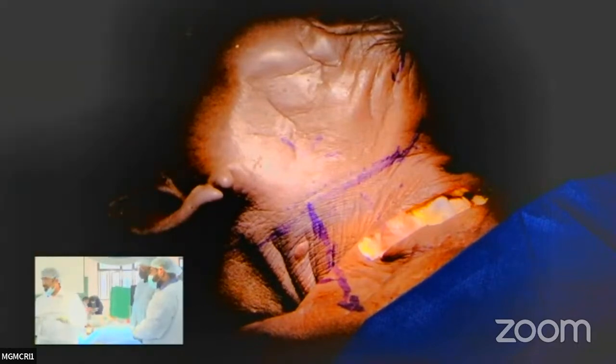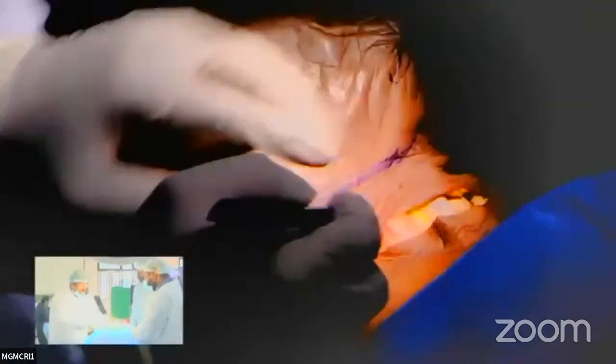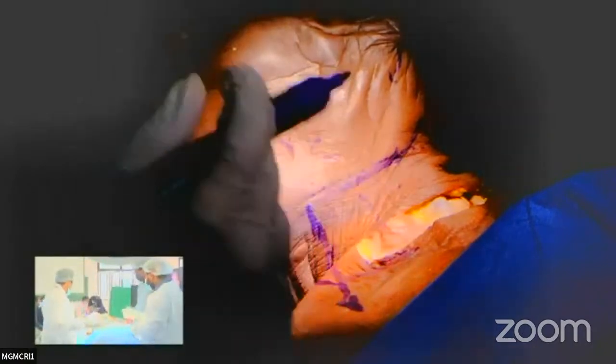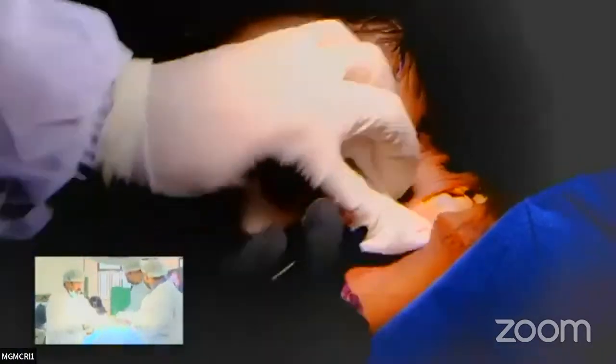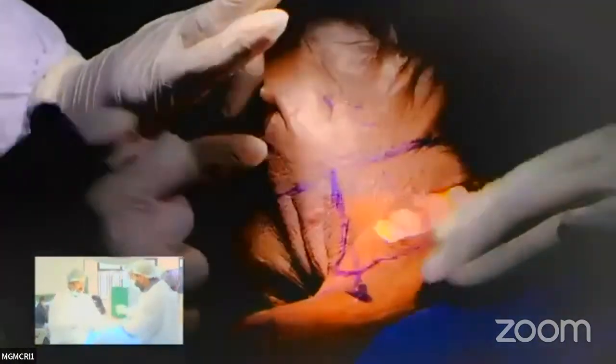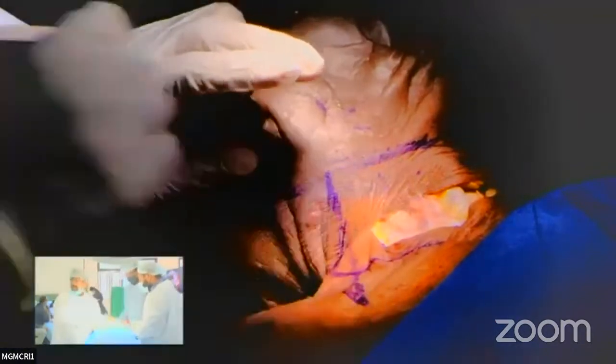The second best incision, if you have to do the neck dissection, you take this upper limb, lower limb, you can take it as two finger breadth above the clavicle. So this will be your lower skin crease incision. This is called as a McPhee's incision.